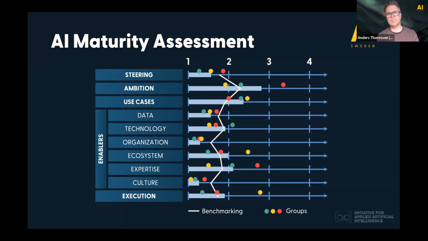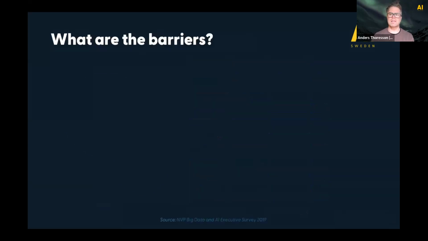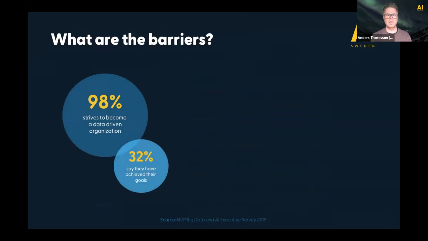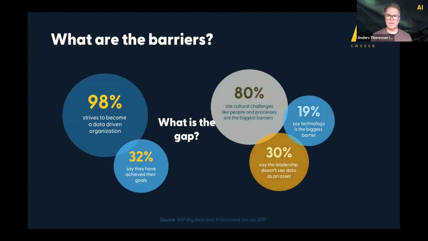And once again, I want to stress that very few of these nine dimensions are technical per se. And the reason for that is that when you look at what the barriers are, in different kinds of surveys done, as many as 98% of the respondents claim that their organizations want to be data-driven, but only 1/3 say that they have actually achieved that goal, that they are in some sense data-driven now. And what's often missing is not data or technology as the barriers to become a data-driven organization. It's much more often cultural challenges or internal processes that are the hurdles that stop AI from being put in use.